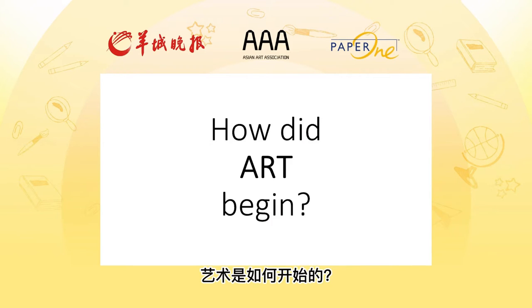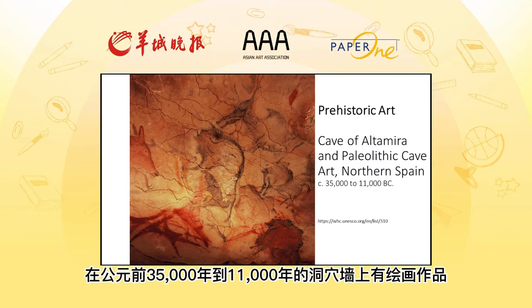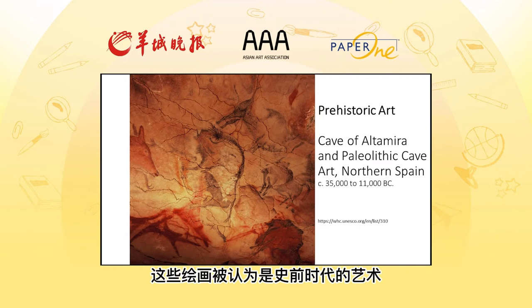How did art begin? We know that art started from the prehistoric period. Many drawings or paintings were painted on cave walls. We can see from this slide a photograph taken from a cave of Altamira, North Spain. There were traces of drawings on the walls of caves between 35,000 and 11,000 BC. These drawings were regarded as prehistoric art.